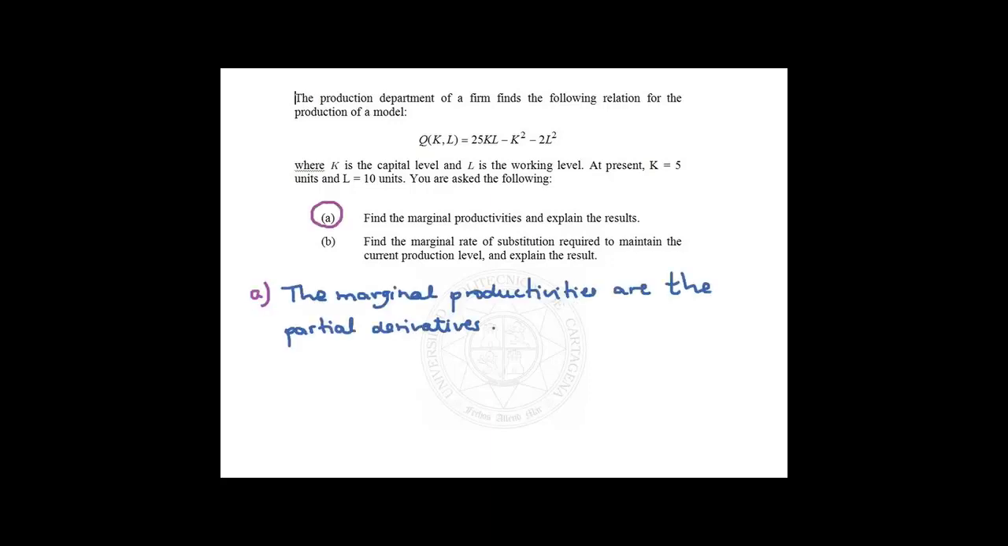As we know, the marginal productivities are calculated by using the first order partial derivatives. The first order partial derivative of this production function with respect to K is 25 times L minus 2 times K. To evaluate this in the situation that we have, we must substitute in this function the two values that we already have. That is to say, that K equals 5 and L equals 10. By doing this calculation, we have a result of 240 units, approximately.